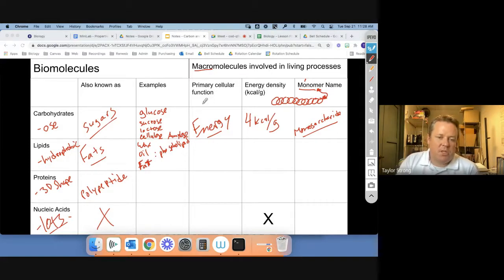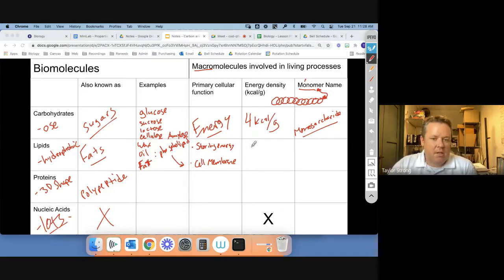So their primary cellular function, they have lots also. I want to break this into 2. One is that they are really good at storing energy. The second one has specifically to do with this phospholipid. It makes up the cell membrane. And that's going to become really important when we talk about separating inside from outside and cell transport. That's the next unit. So I'm not going to go into a ton of detail on that.